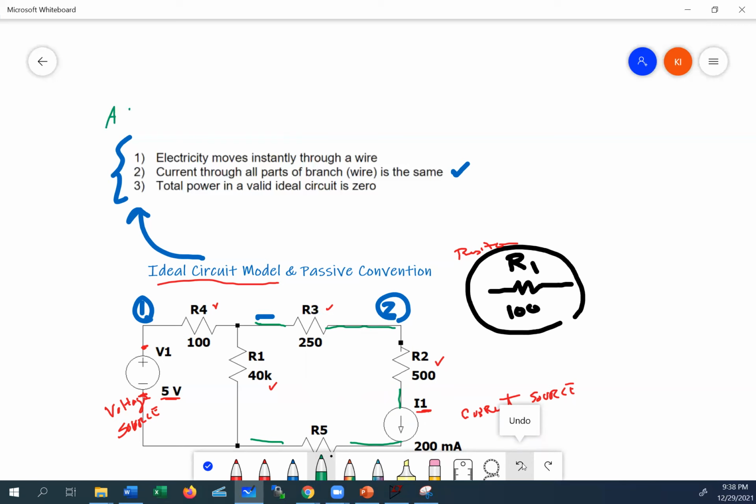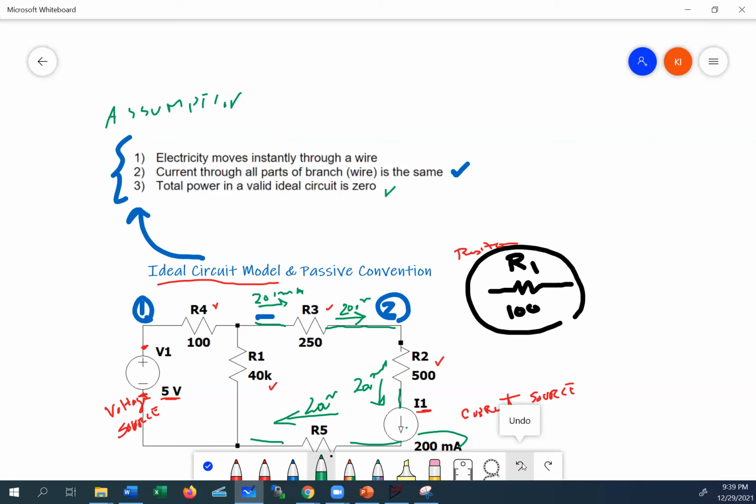So what the second ideal circuit assumption is telling us is that if the current here is a certain amount, the current here would be the same, the current here would be the same. For example, when we look at this circuit, we know that this current is 200 milliamp through this device, which means the current here is 200 milliamp, and the current here, and here are also 200 milliamps. So everywhere is the same. Okay, so that was the second one.